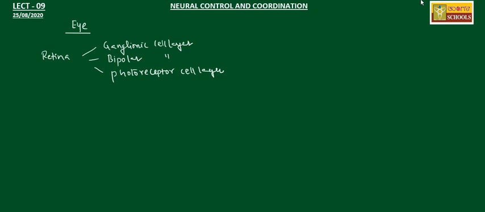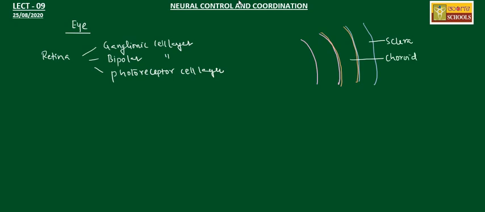So, coming to this retina, this one is the innermost layer. This is the retina, and behind this we have the choroid layer, and lastly we have the sclera. So this is the sclera, this is the choroid layer, and this one is the retina layer.